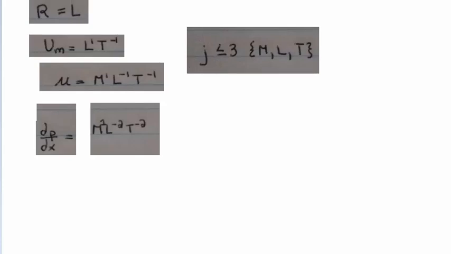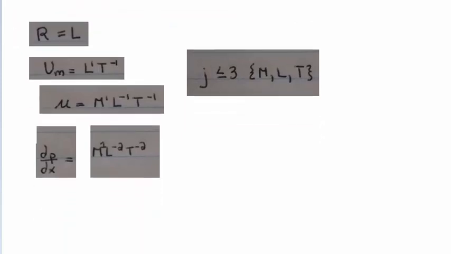So we'll talk a little bit more about why this is less than or equal to in a little bit, but know that J is less than or equal to the number of unique dimensions in your problem, and here we have M, L, and T, so we have 3. The next thing we know is the theorem states that the number of pi groups that we're going to get is going to be equal to n minus j.